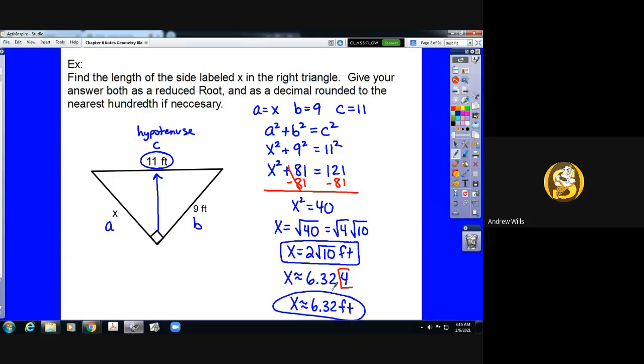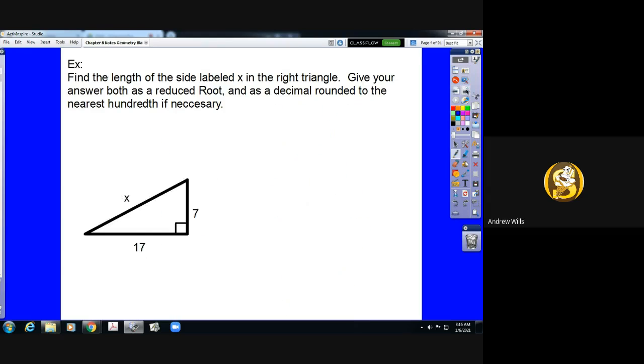We'll do the 3rd and 4th examples here, starting with example 3. Again, same directions. Find the length of the side labeled x in the right triangle. Give your answer both as a reduced root and as a decimal rounded to the nearest hundredth.